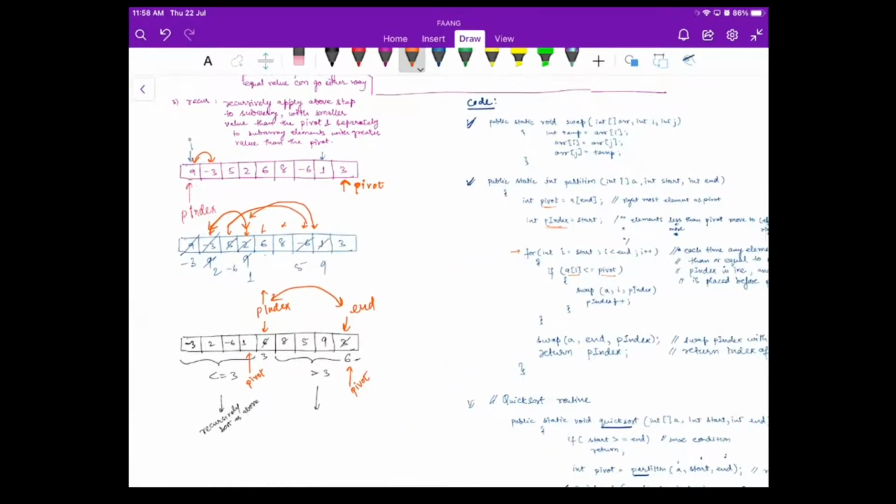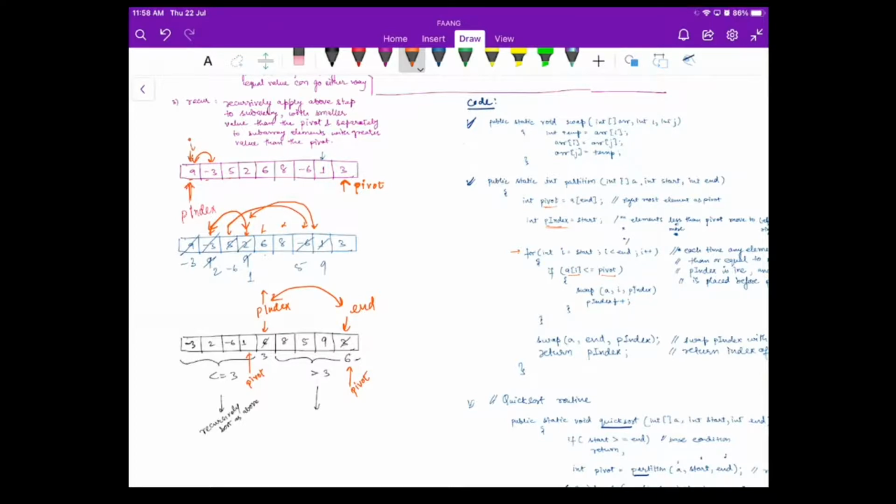So this was the array: 9, -3, 5, 2, 6, 8, -6, 1 and 3. Okay, so the value of i is equal to start. So starting point is 0. So here you could see the value of i. Okay, p index is also equal to start. So its value is also at the start of the array.